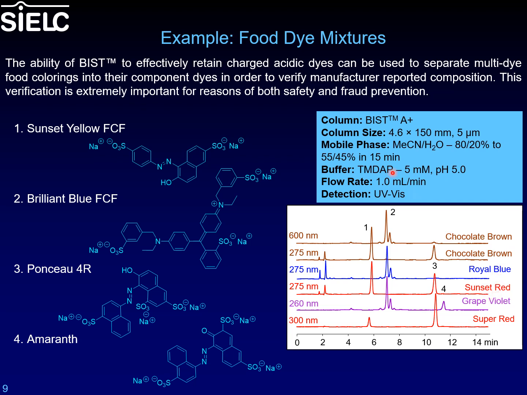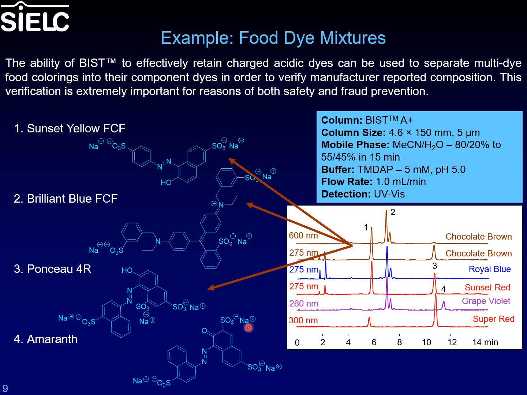This is all being done on a BIST A+ column and with a buffer that is TMDAP with a pH of about 5. Now, if we first analyze the chocolate brown pigment, we see that we are able to clearly see the sunset yellow dye, the brilliant blue dye, and finally the Ponceau 4R dye. It is noteworthy that some dyes are more visible when analyzed at different wavelengths than others.